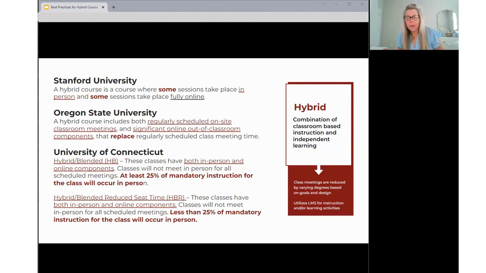You might also, I hate to throw this term out there, but you might also hear the term high flex. High flex is different from hybrid. And I'm not even going to talk about that today. You can Google what high flex is. And if you're interested, we can spend some time talking about it. But today we're talking specifically about hybrid.